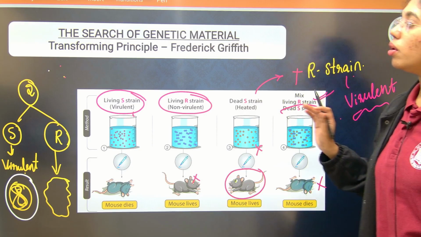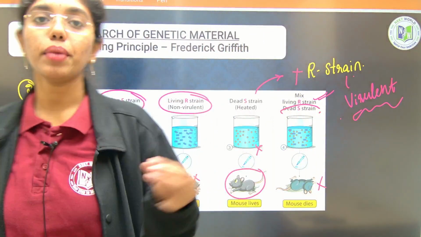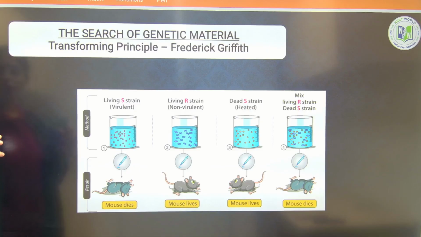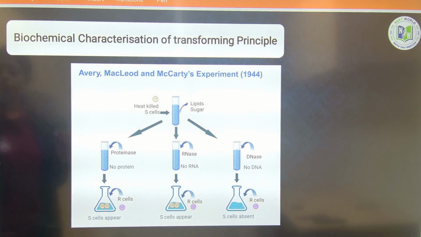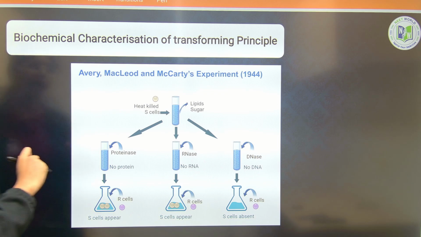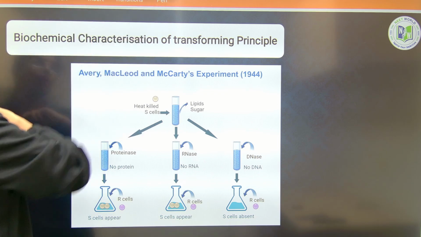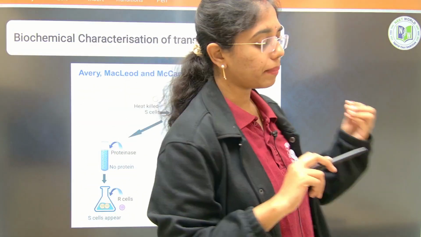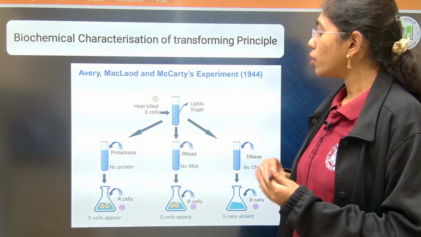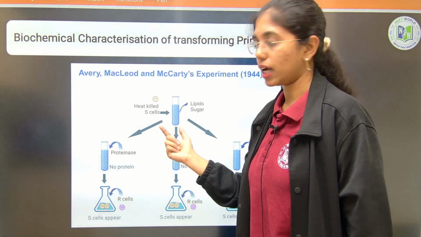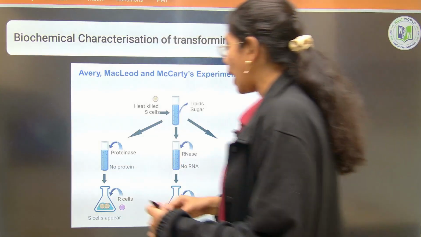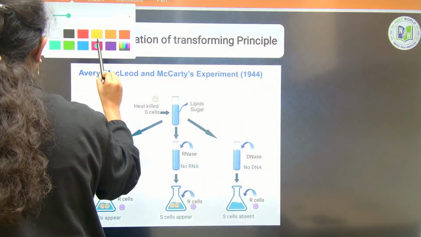Fine, right? But what is actually transforming was not identified. That was identified by further experiments, given by Avery, MacLeod and McCarty. They have given out the biochemical characterization of the transforming principle, and they have clearly explained what the material is that is being transferred. So the heat killed S strain and R strain were taken in 3 different test tubes.